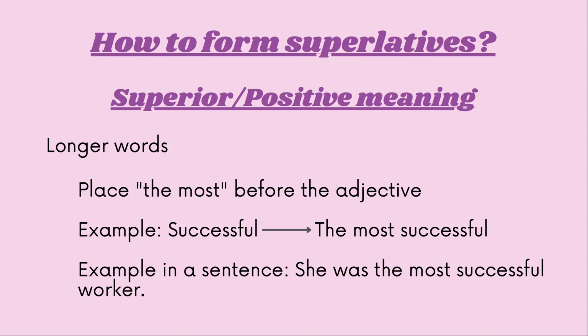Then with longer words, there are two ways of creating or forming the superlatives. There is one for when you mean a positive meaning, and there is one for a negative meaning. So how to form superlatives with positive meanings with longer words. You place the most before the adjective. For example, if you want to create the superlative of successful, you would say the most successful. For example, in a sentence, she was the most successful worker.